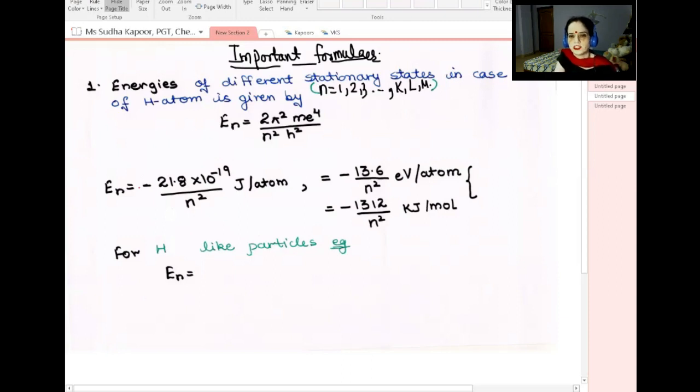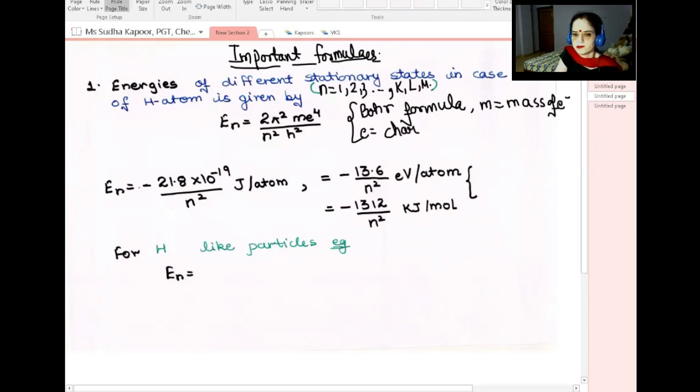The energies of the different stationary states in case of hydrogen atom, according to Bohr, is given by En is equal to 2 pi square m e to the power 4 divided by n square h square. This is known as the Bohr formula for energy. Now this formula is very important, but we can simplify it by putting the values. What is m here? m is equal to the mass of electron. What is e? e is the charge on electron. What is h? h is equal to Planck's constant.